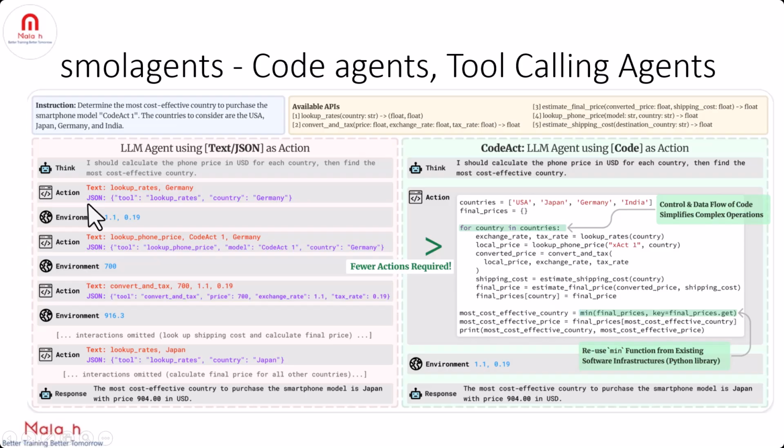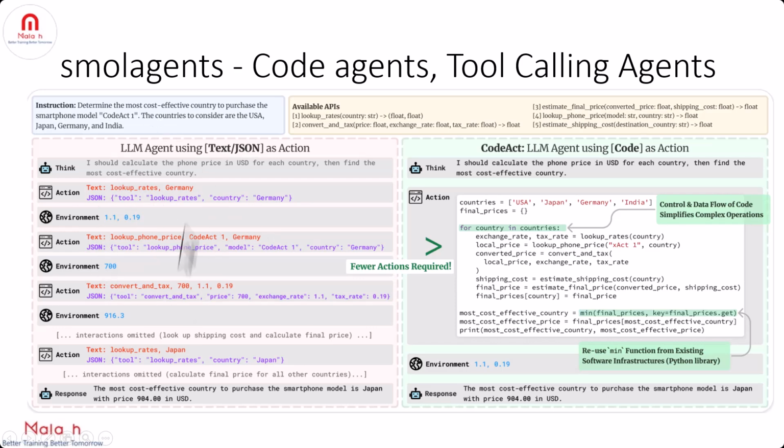JSON is nothing but JavaScript Object Notation, and it is a lightweight, human-readable text format for data interchange. JSON is used to store and transmit data between a server and a web application. It is nothing but a name-value pair. You can see the tool is lookup rates and the country is Germany. So this is name, this is value, name, value. So this is easy to understand.